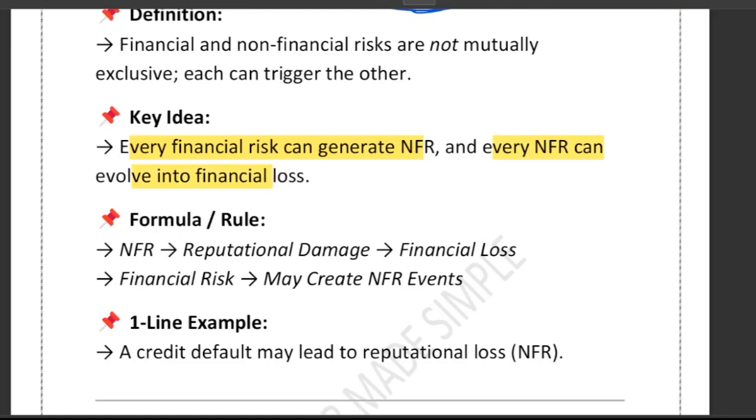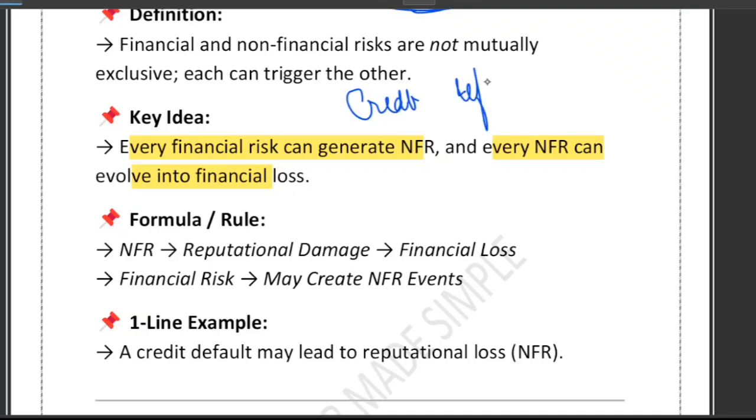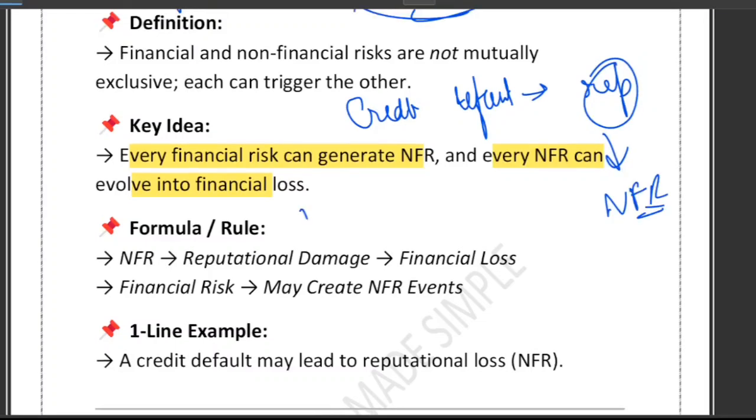For example, a credit default may damage a bank's reputation. Suppose credit default happens and it damages the bank's reputation, and this reputation damage is a kind of non-financial risk, isn't it? Suppose a cyber attack happens. A cyber attack is a kind of NFR, right? This is not a financial risk. But the cyber attack may shut down service, and it may lead to financial loss. So you can see now both are correlated.